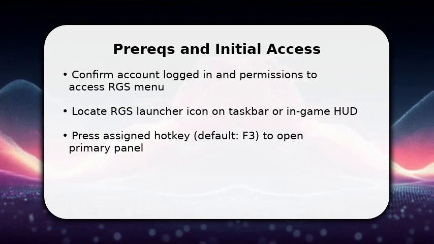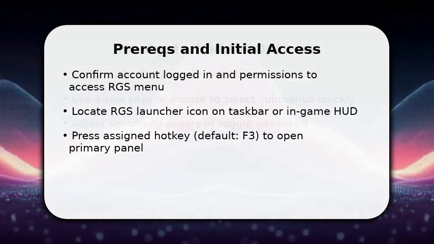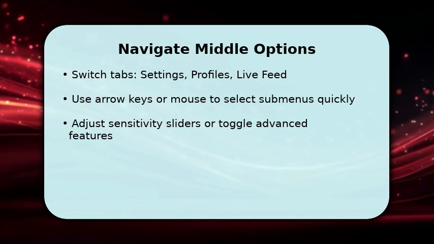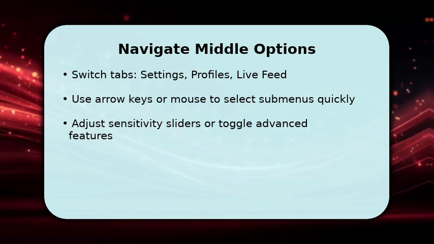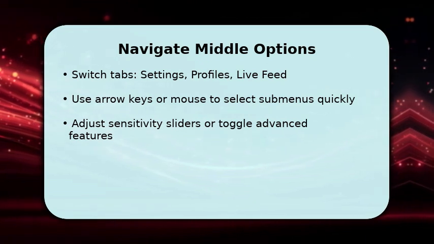With the RGS panel open, move into the core sections: Settings, Profiles, and Live Feed. Use either arrow keys or your mouse to jump between tabs. This is faster than hunting with clicks.